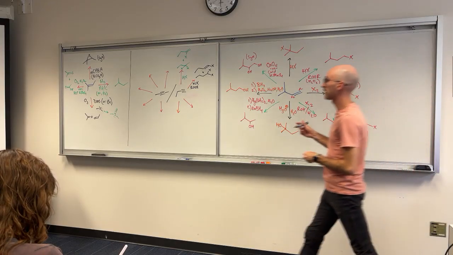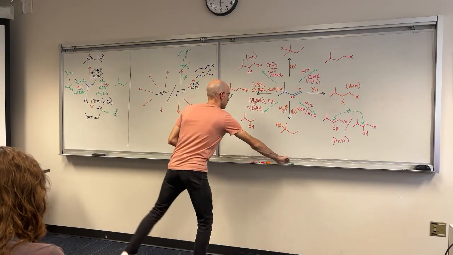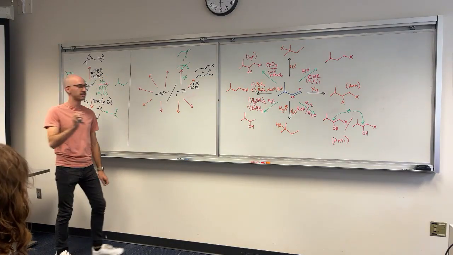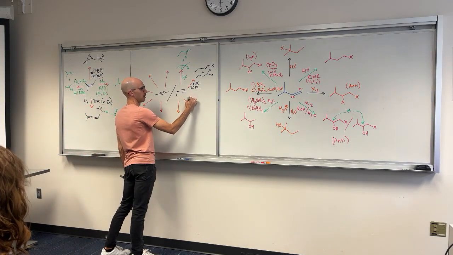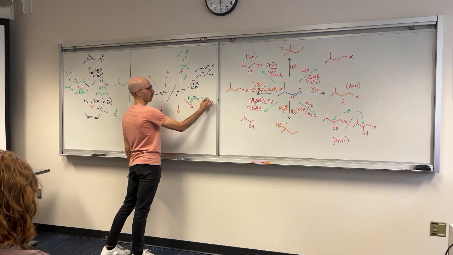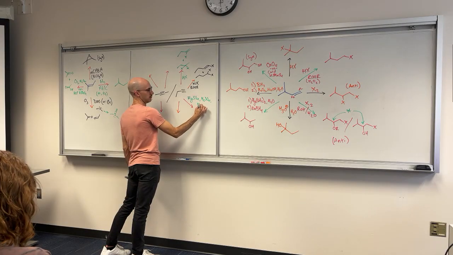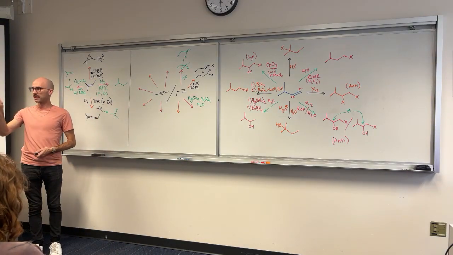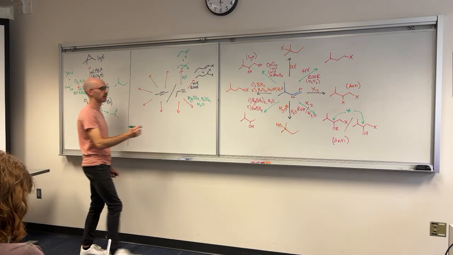Next, on the right here, I want to look at oxymercuration. Notice that it's not oxymercuration reduction. And we're using mercury sulfate, sulfuric acid, and water. 1 step, not 2.